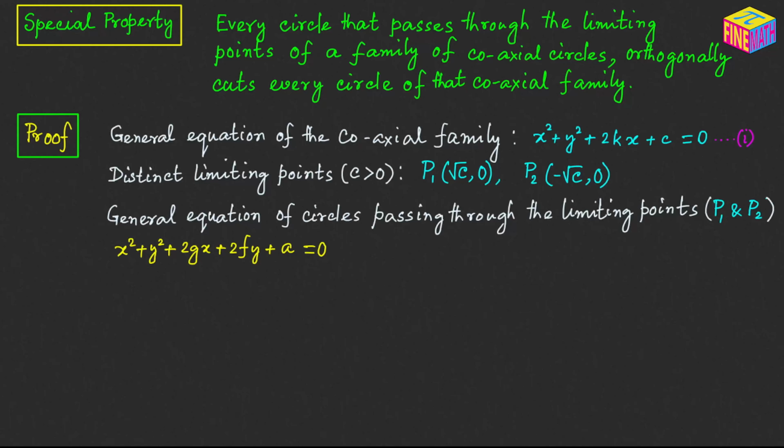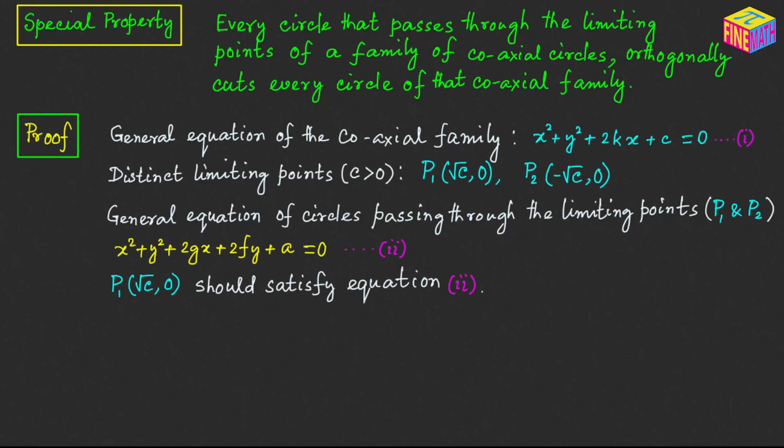So in this equation I'm using lowercase a as the constant term, and I'm going to number this equation as equation number 2. And since this equation represents each of those green dotted circles that pass through the limiting points of the original family, then this equation should be satisfied by the coordinates of each of the limiting points.